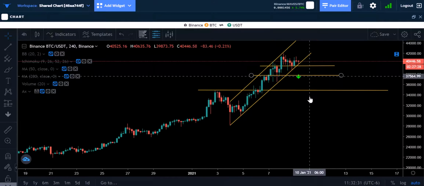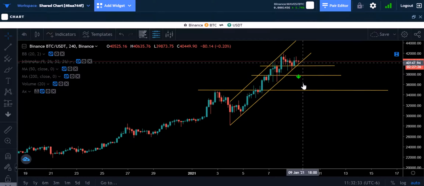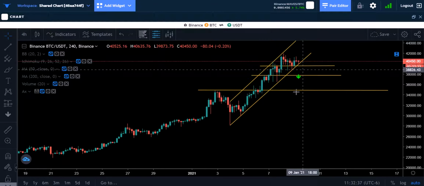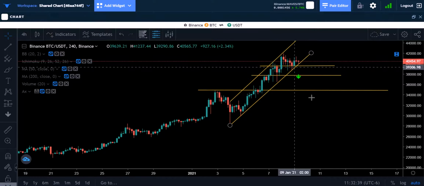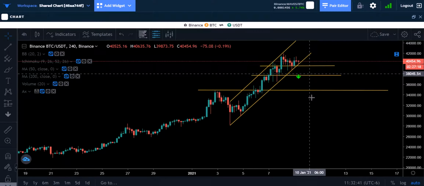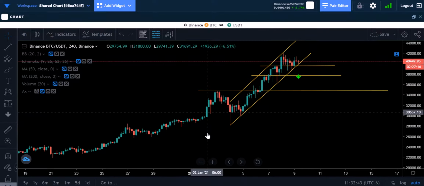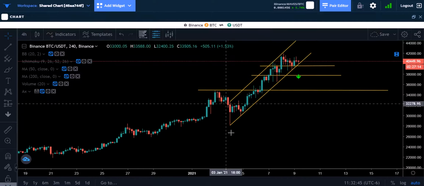Using a percentage, let's say you want to use 3%. That may put you right here. You know what I mean? And you're still in jeopardy of getting wicked out. I don't ever use percentages because you could see a candle like this or candles like this. You know what I mean?